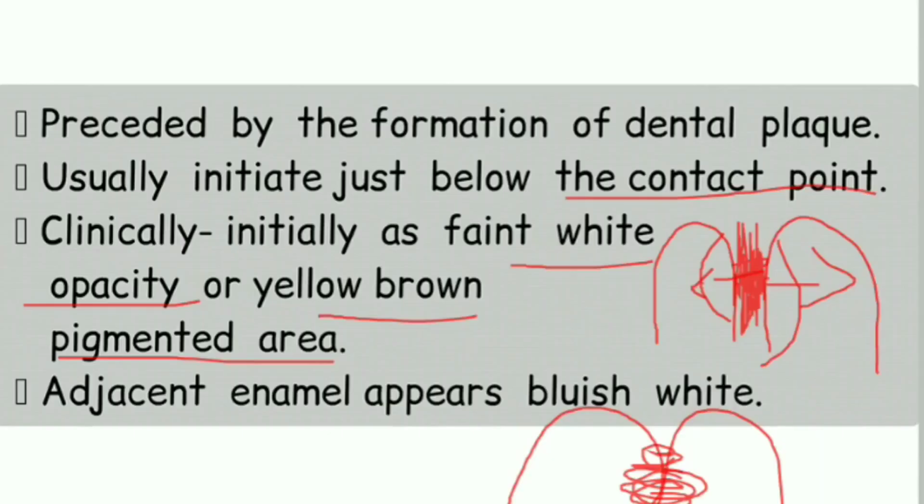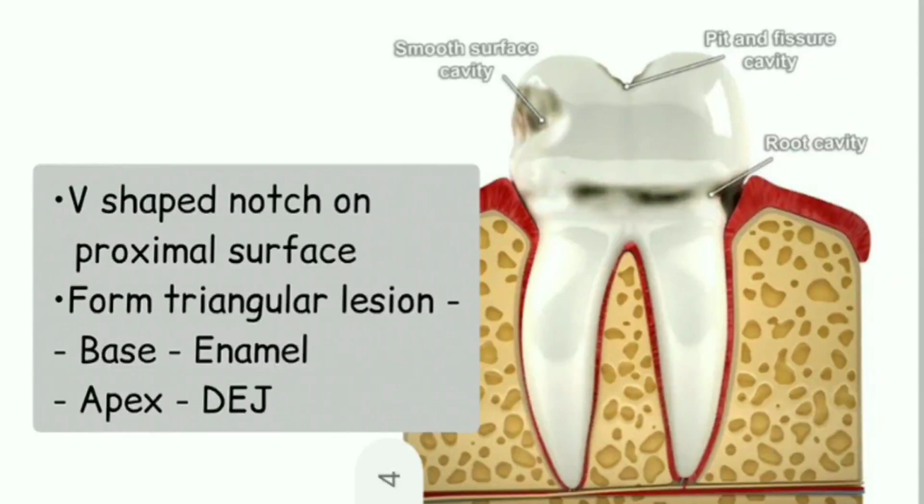The adjacent enamel appears bluish white. So the area adjacent to it will appear bluish white, meaning it is also undergoing the demineralization process, but the caries has not yet progressed to it. That's why it appears bluish white in color. Next, when we talk about the lesion, you can see this is a typical proximal lesion or smooth surface lesion.